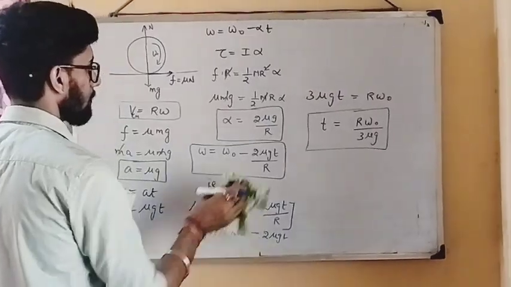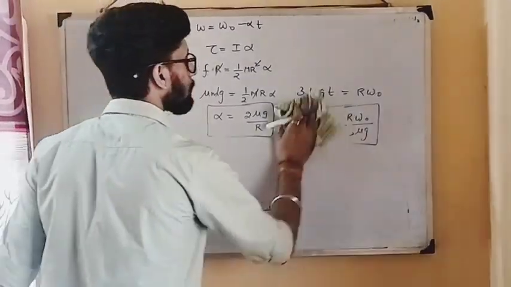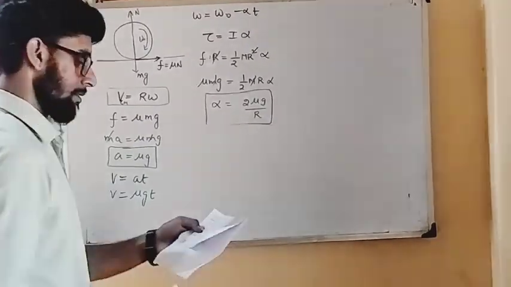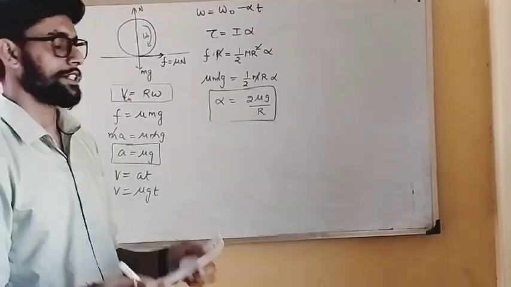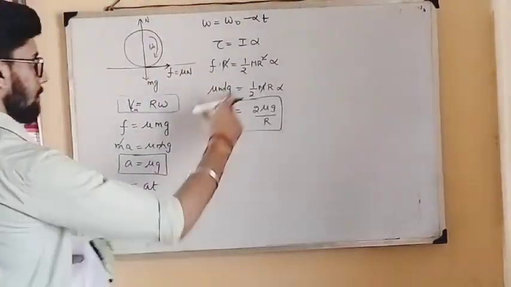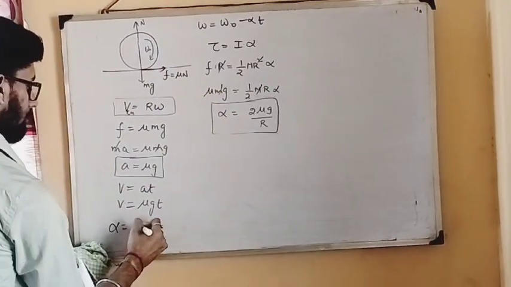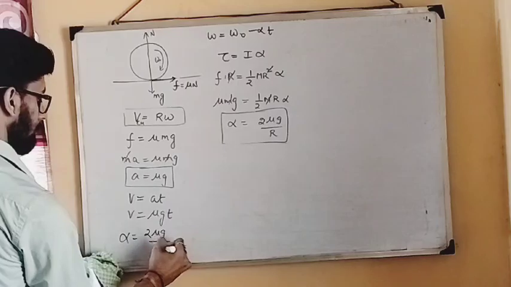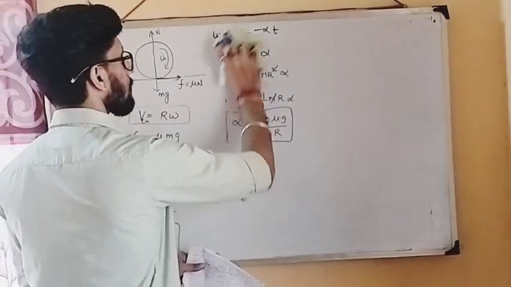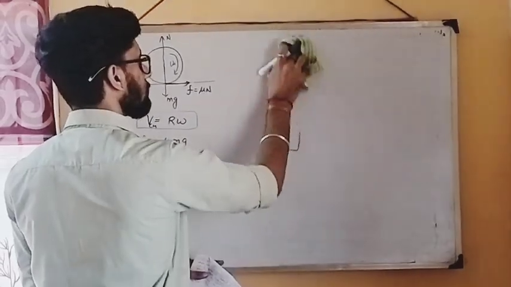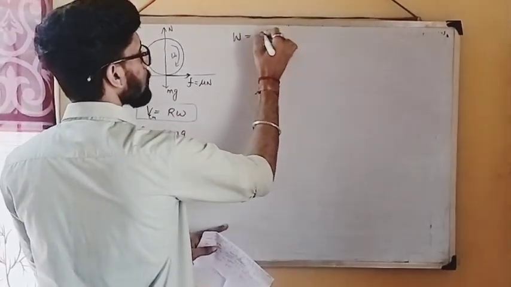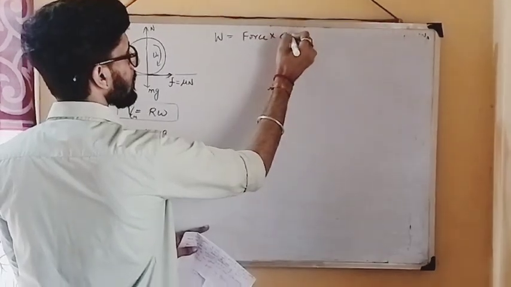where we have to find out the work done by the friction. Now, as we all know, we can put alpha over here, if we need to use it further in any part of the problem. So we know that work done is equal to force into displacement.